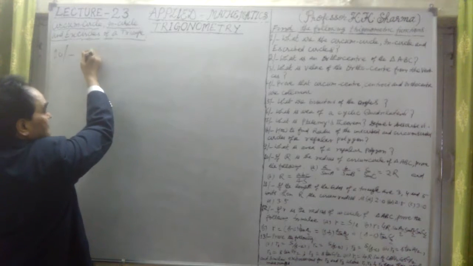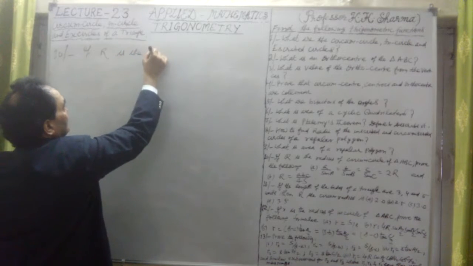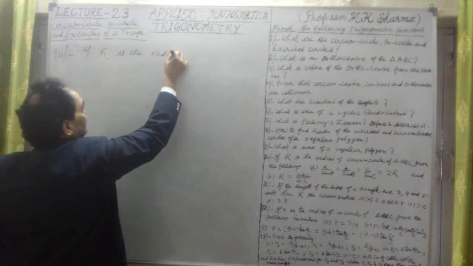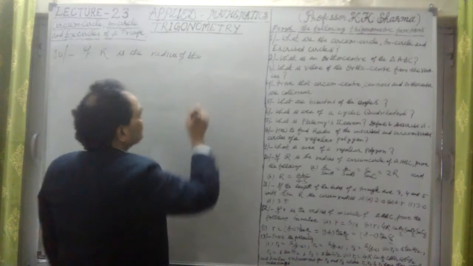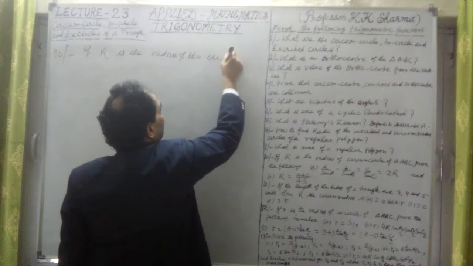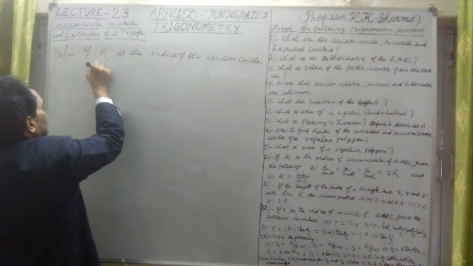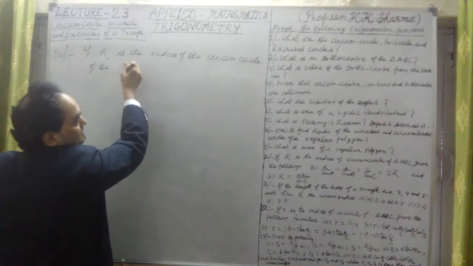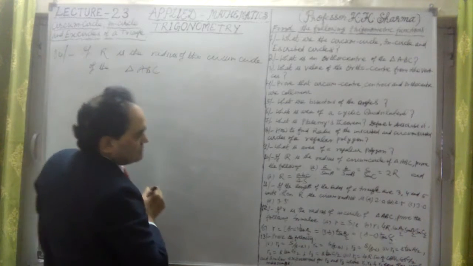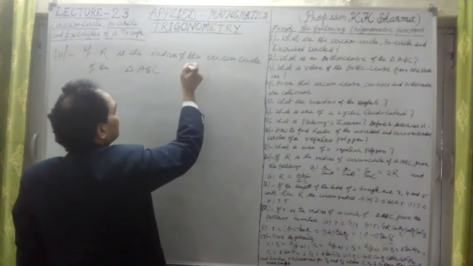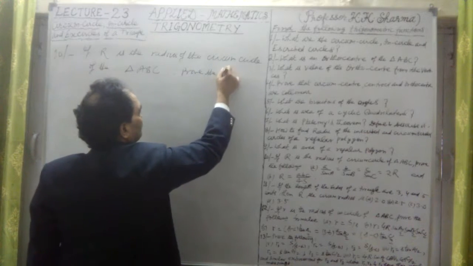Question number 10 says, if capital R is the radius of the circumcircle of the triangle ABC, then prove the following. Let us prove the following.